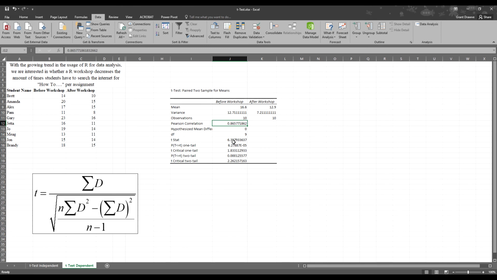But we do see that our t-statistic here, our obtained value, is greater than our one-tail critical value. So we see here that our obtained is greater than our critical value. So we can reject our null hypothesis. And with that, that's at the 0.05 level. So the mean number of times how-to a search per assignment is statistically significantly lower at time 2 compared to time 1. So if there's any questions surrounding that, please feel free to reach out.